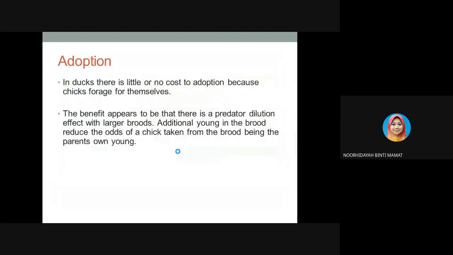All right. So in ducks, there is little or no cost to adoption because the chicks forage for themselves. The chicks find the food by themselves. So the benefit appears to be that there is a predator dilution effect with the larger brood. Additional young in the brood reduce the odds of a chick taken from the brood being the parents' own young. So this means a larger brood, with more adoptions in the brood, can have more predator dilution.